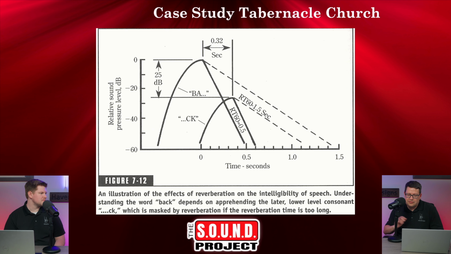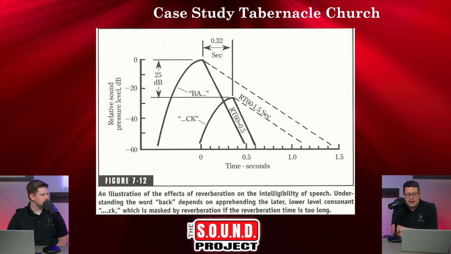And just showing this on a graph of why this is important, this graph's a little complicated, but it's really cool when you can see it work in real life. This is the relative sound pressure level on the y-axis, so how loud the sound is, and the x-axis is time in seconds. We're going to look at this first slope, and we're just talking about the word back. We say the word back all the time, but we don't often break it down like this. With back, the BA, the first portion, is more of a lower frequency sound. But the CK is a high frequency sound.